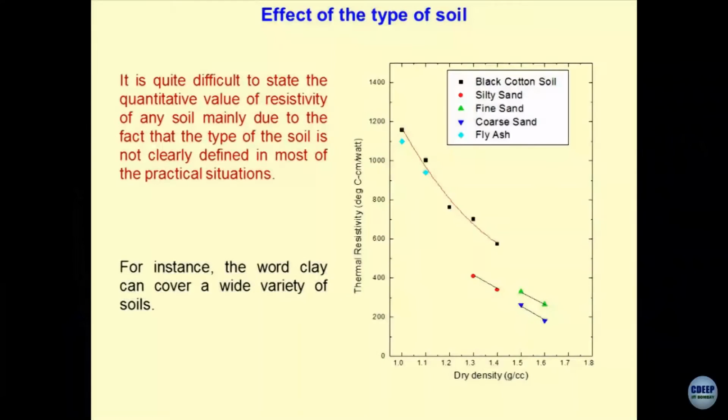So, let me quickly go through the effect of the type of the soils. As I discussed, thermal resistivity is quite sensitive to the type of the soil, and what I have shown over here is how clays, sands and silts compare with each other. Clays have maximum resistivity, followed by sands and silts for the same dry density. The overall trend remains the same: as the density increases, thermal resistivity will drop.